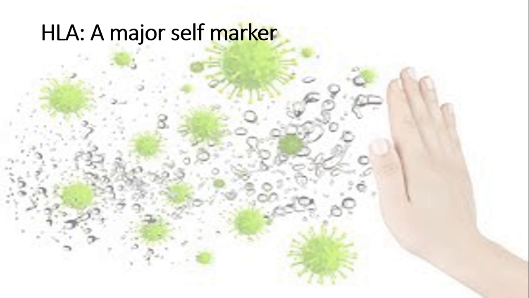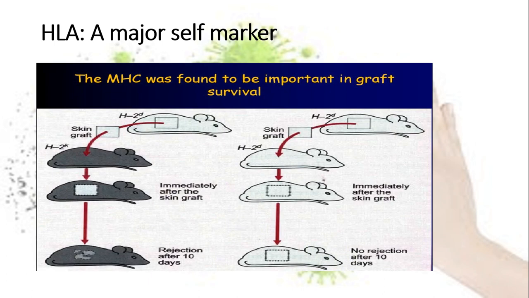We're supposed to know what is meant by the HLA, or the major self marker. In order to know the HLA, we're supposed to carry out certain experiments, basically skin grafting experiments. If you take a look at this document, we've got here a mouse in which a skin was grafted into another mouse of the same strain, and as you can see, there was no rejection after 10 days, which means that this graft was accepted.